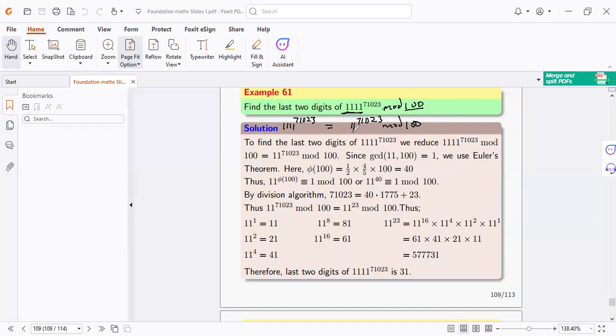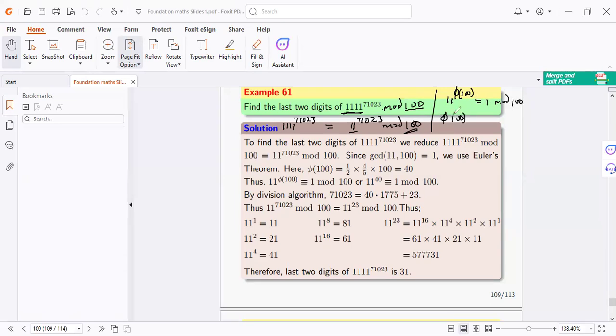Now, 11 is still relatively prime to 100, so you can use the Euler theorem, which says that 11 raised to phi of 100 will be 1. And I know you now understand what it means by mod. Mod, we are only writing the remainder here. If 100 were to go into this number, the remainder will be 1. So we only need now to get what is phi of 100.